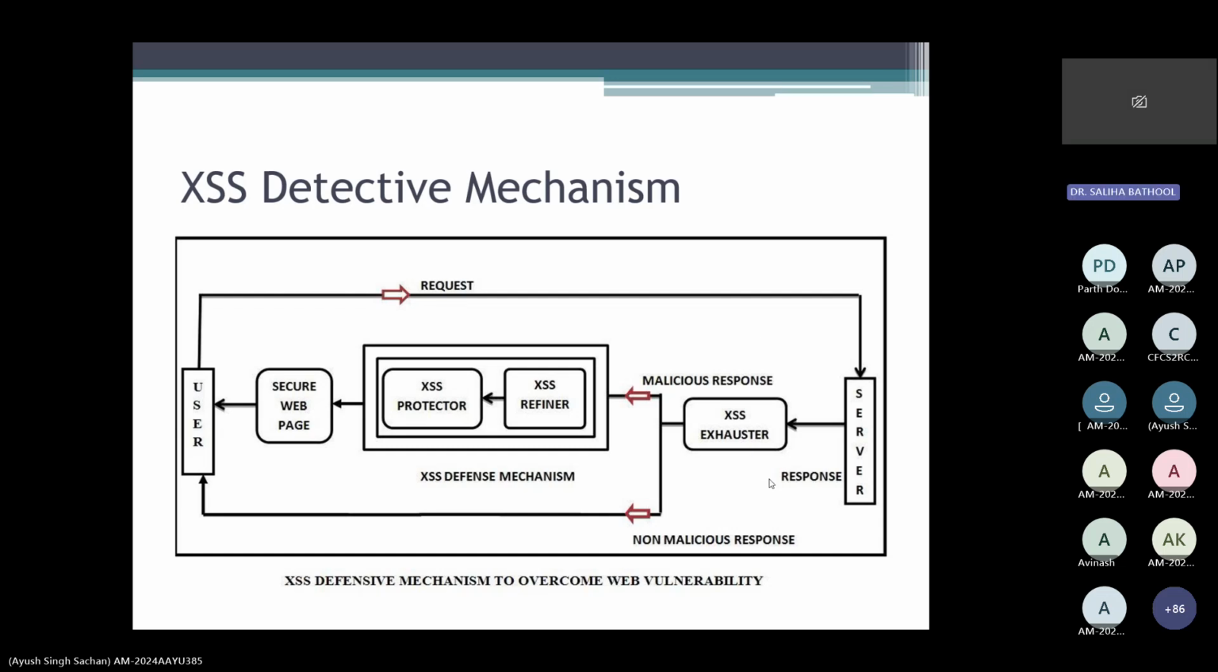I have given a name called XSS Exhauster, which is a scanning mechanism. Here, the mechanism works on the vulnerability. It segregates malicious and non-malicious scripts. Once getting the response from the user, the server has to segregate the data script into two kinds, malicious and non-malicious.